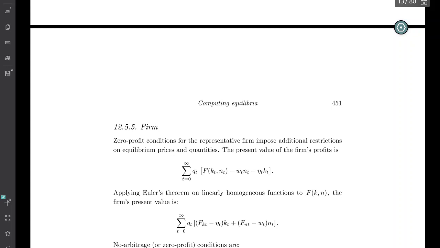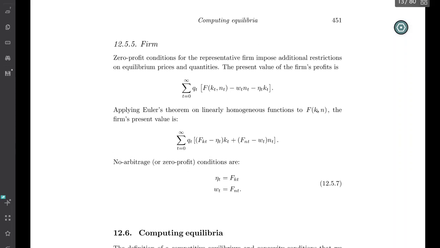For firms, we're going to get kind of standard logic. We're going to get competitive equilibrium conditions: the rental rate on capital is going to have to equal the marginal product of capital, and the rental rate on labor is going to have to equal the marginal product of labor.